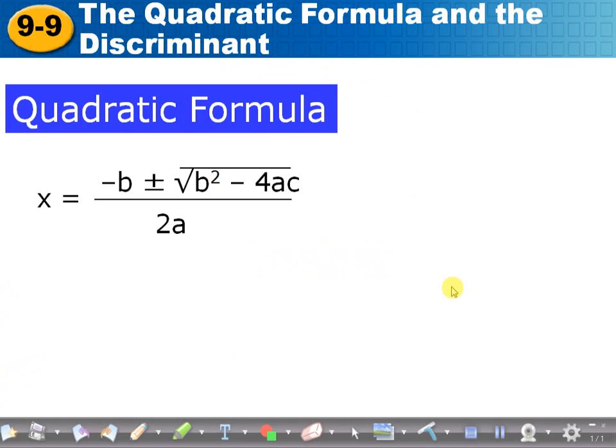For starters, at the top of your page, I want you to go ahead and write down the quadratic formula. The quadratic formula is written as x equals negative b plus or minus the square root of b squared minus 4ac, all over 2a.